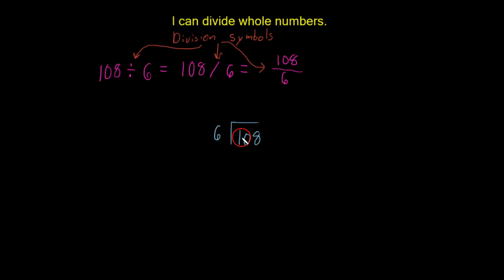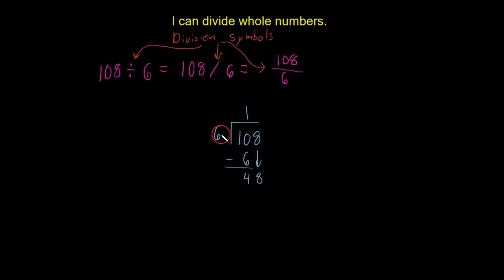How many times does 6 go into 10? Well, it goes in there once, because if we went in there twice, we get 12, and that's bigger than 10, so that doesn't work. So now we go 1 times 6, that gives us 6. And now we subtract these numbers. So 10 minus 6 gives us 4. And now we just bring down that 8.